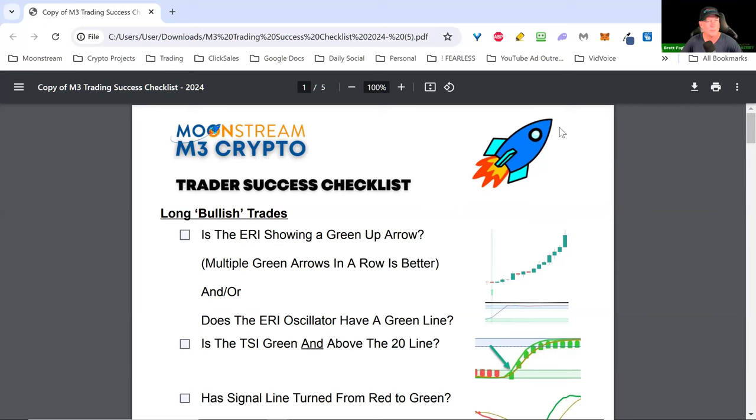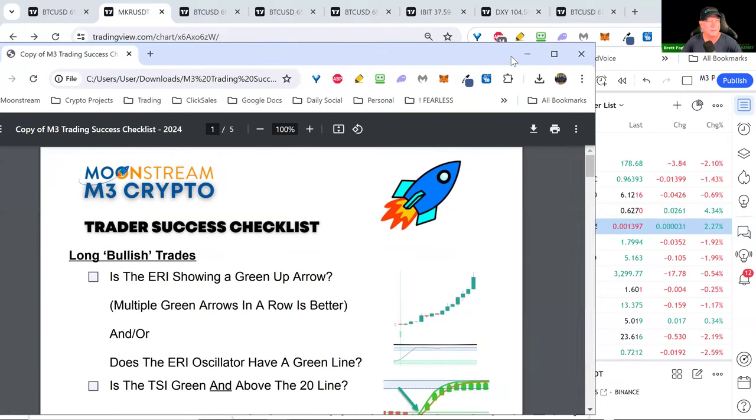So let's unpack this together. What do we have on the chart? My computer's frozen. What happened? Uh-oh. Can you guys still hear me?